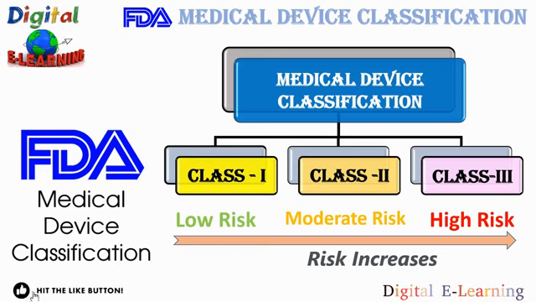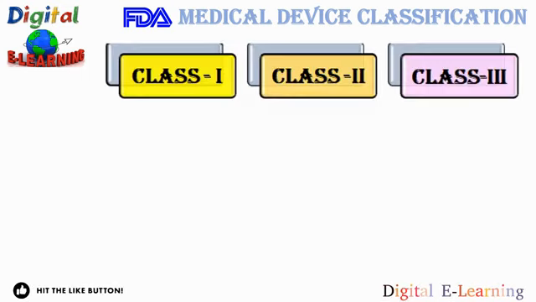And within the FDA, the Center for Devices and Radiological Health, that is CDRH, is responsible for ensuring the safety and the effectiveness of medical devices and eliminating unnecessary exposure to radiation emitting products. So let us understand more about these three classes, class 1, class 2 and class 3. We'll start with class 1 first.